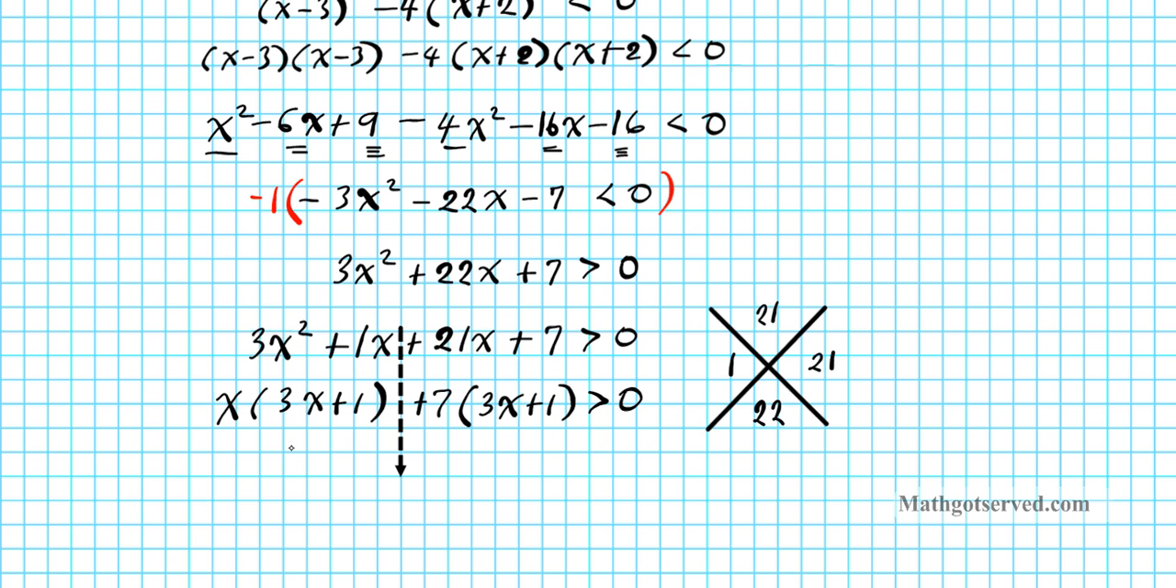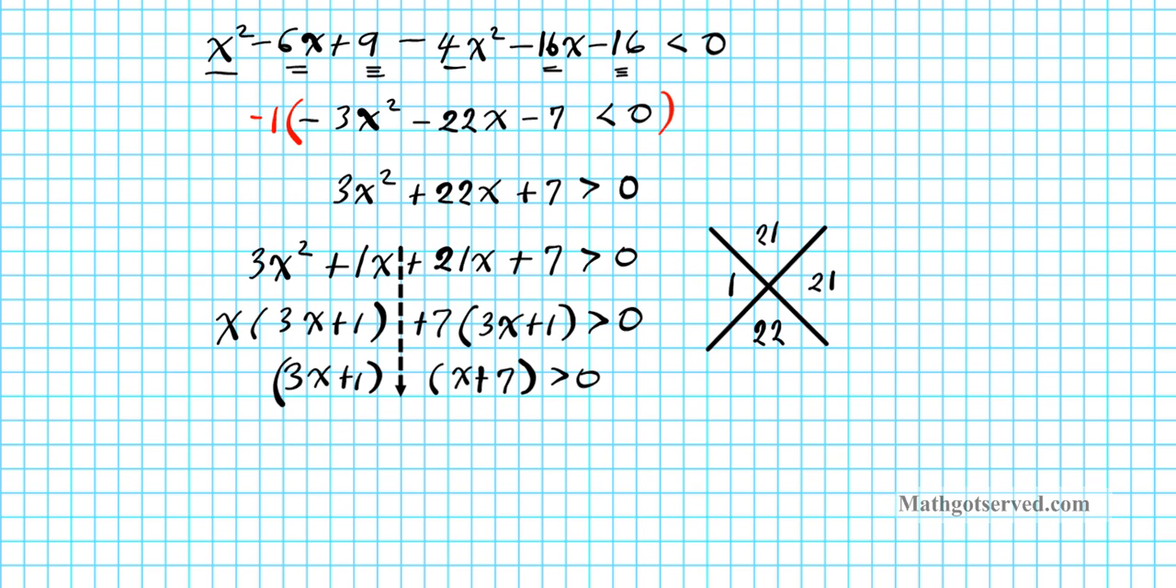All right, and then we'll factor out the common 3x plus 1. And then you're left with x plus 7 greater than 0. Okay? All right, so now we have this factored quadratic inequality.